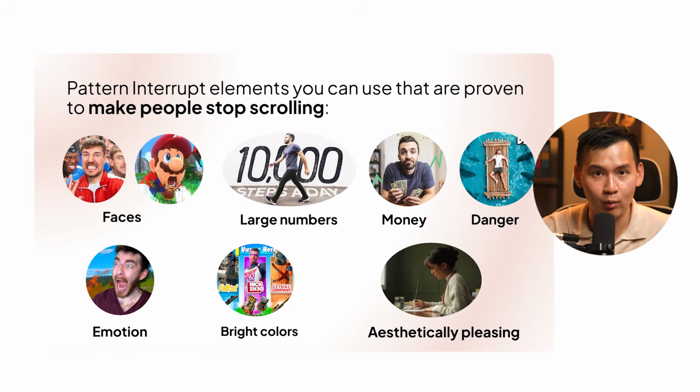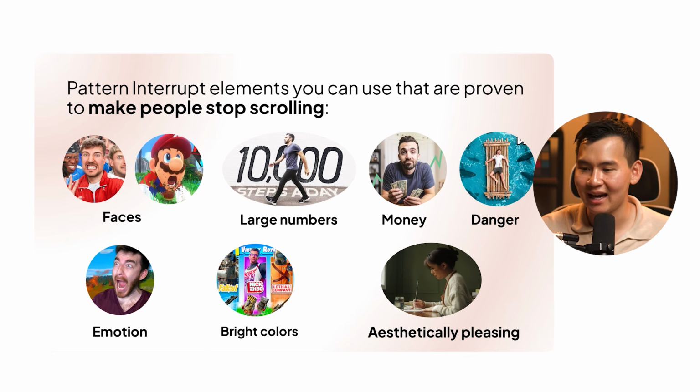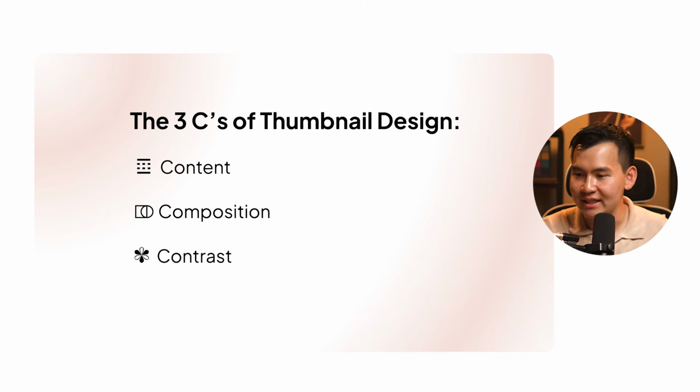Like people all want to hear what will happen next. Any emotion that people have, any bright colors, right? It's something that can stand out from the YouTube backdrop and something that's aesthetically pleasing, right? All of these can stop people from scrolling, and you want to have at least 1 or 2 of these elements inside your thumbnail. So these are the 3 C's of thumbnail design, right?